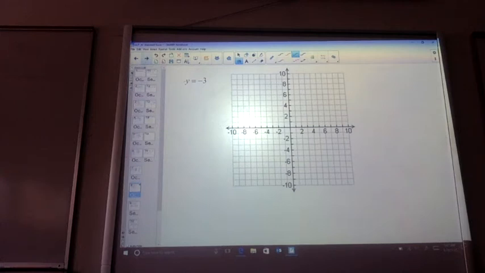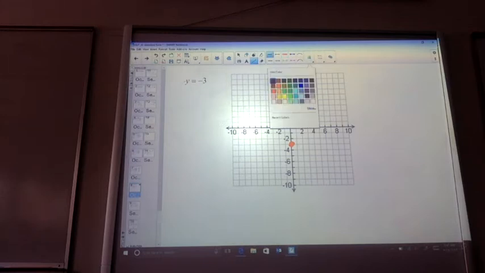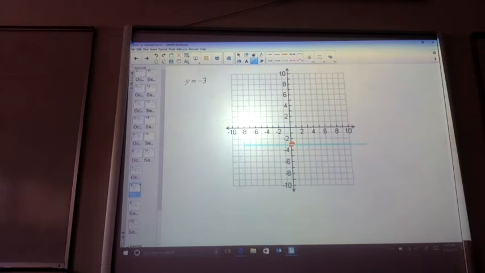Now I have y equals -3. What do you think happens here? What kind of line? Horizontal. A horizontal line, right? If x equals a number, it's vertical, and if y equals a number, it's just horizontal. Boom. Horizontal line.